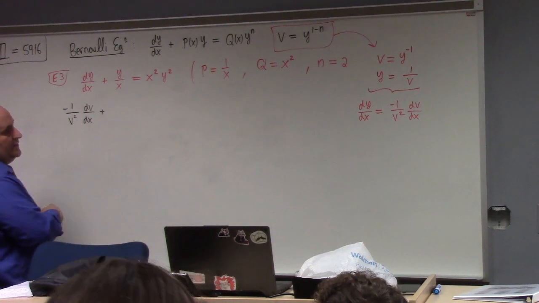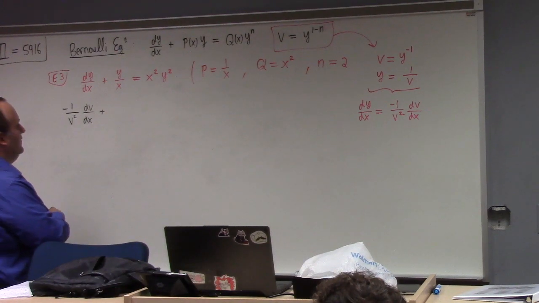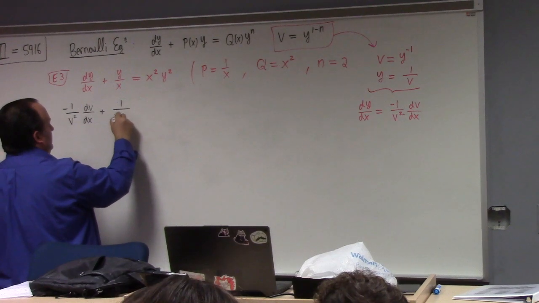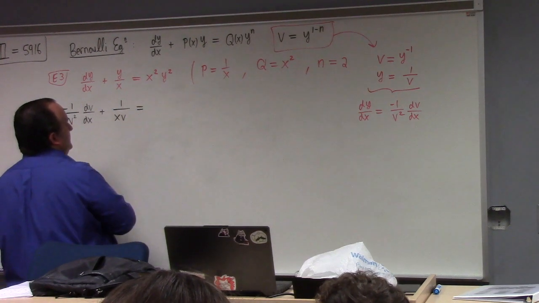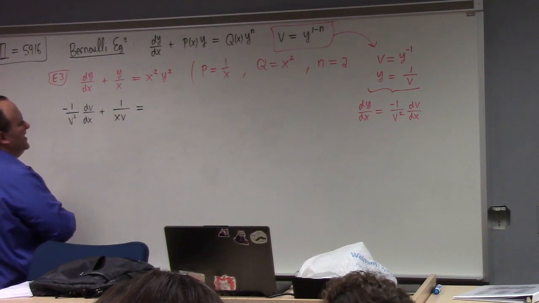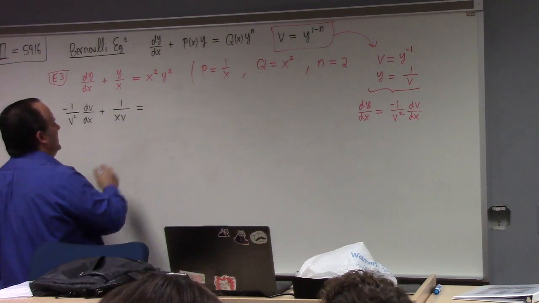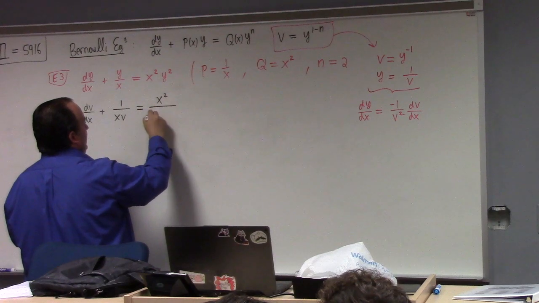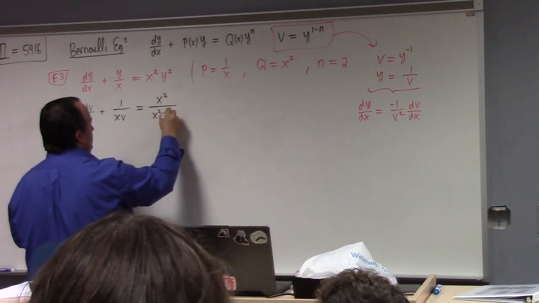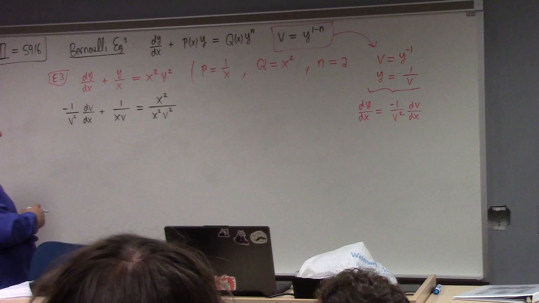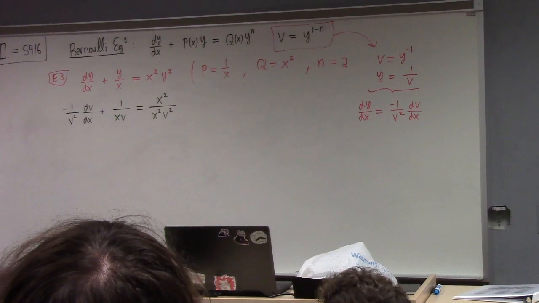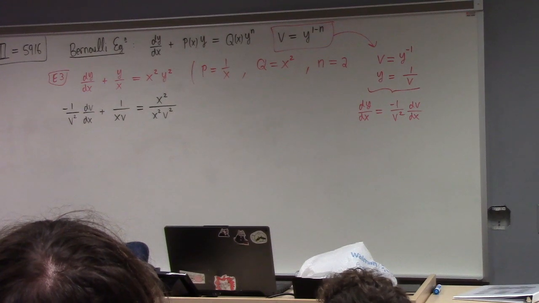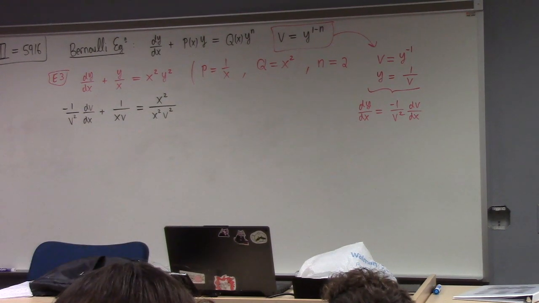plus, well, as y was 1 over v, right? So 1 over xv is equal to apparently x squared over x squared v squared, if I just directly substitute in. All right. Then what should we do? Can we solve this?